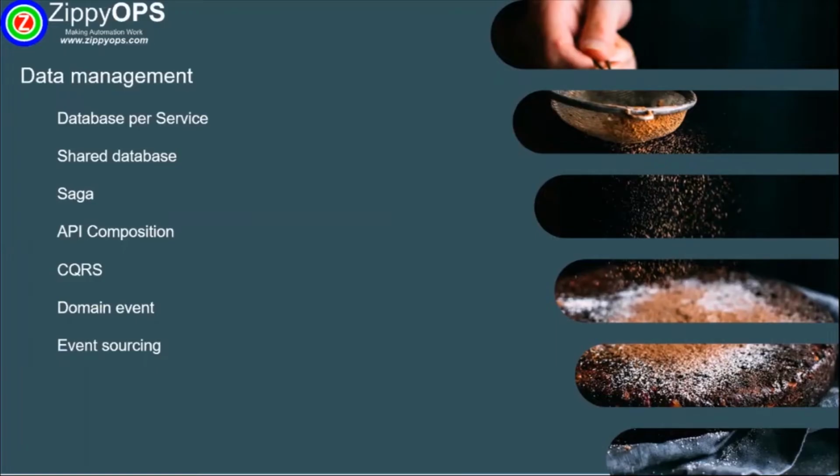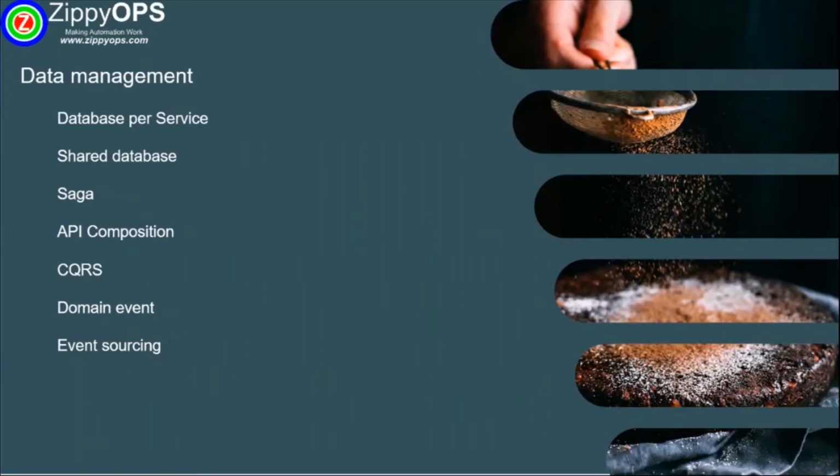Data management pattern: how the data is managed within the microservices. There are multiple patterns available, so let me go one by one. The first pattern is called every service has its own database.